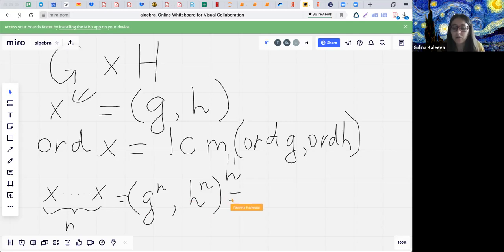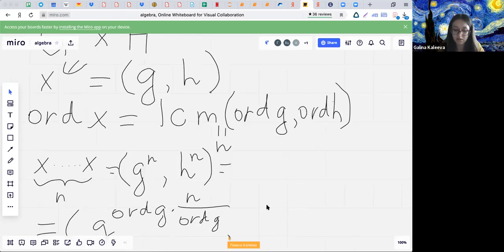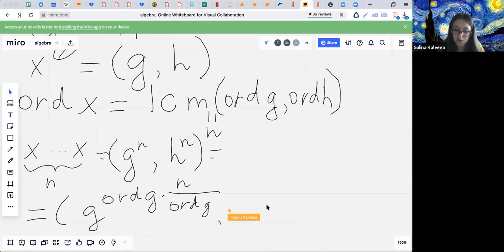And now I know that n is the least common multiple of these two orders. So I can write it like that: G to the power order of G multiplied by n divided by order of G, because n is divisible by the order. And the same for H: H to the power order of H multiplied by n divided by order of H.